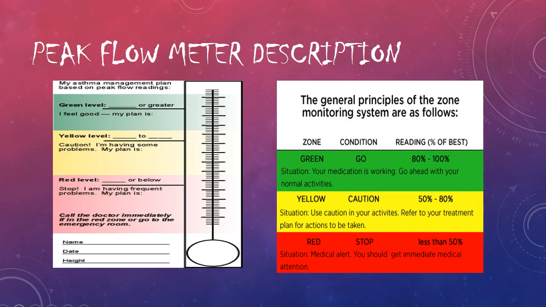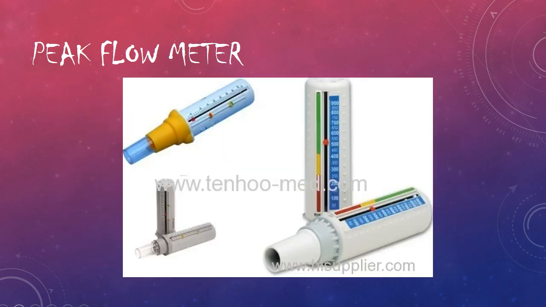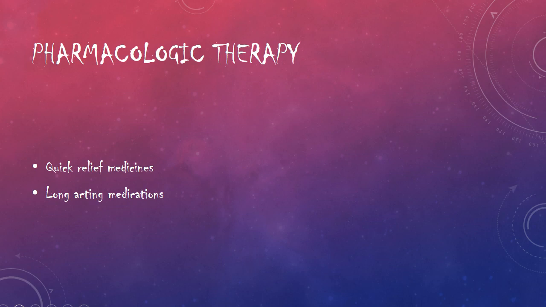You probably need to go to the ER, but they might want to call their primary doctor because they don't want to go to the ER. But if they're in the red, they should get medical attention. So these are pictures of what peak flow meters look like.